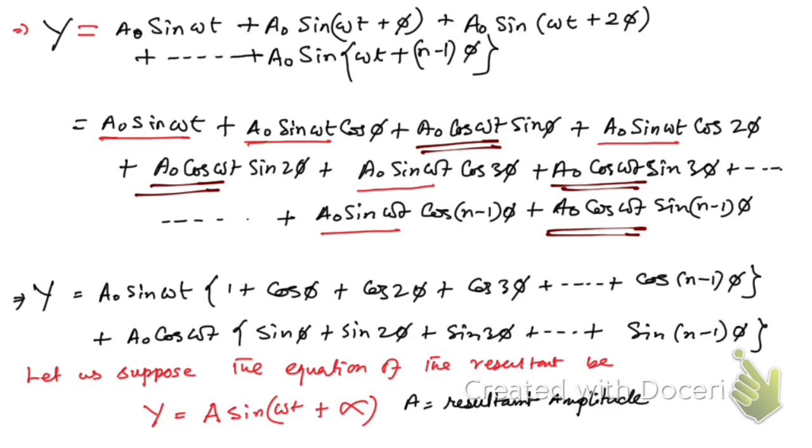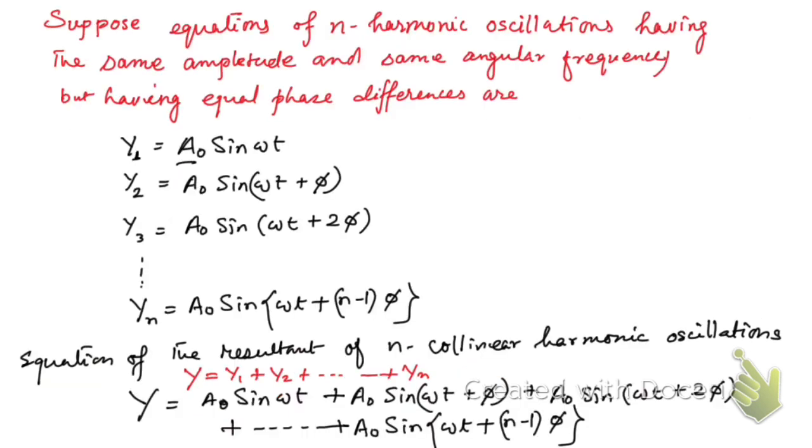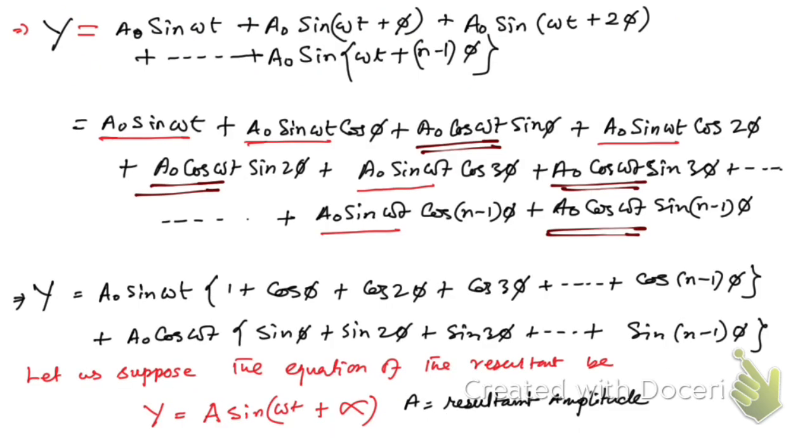Okay, so here A naught is the amplitude of the individual harmonic oscillations. I forgot to give it I. And alpha is the epoch of the resultant. Okay, now let me copy these last two steps, from here to this step, and let me go to a new slide.